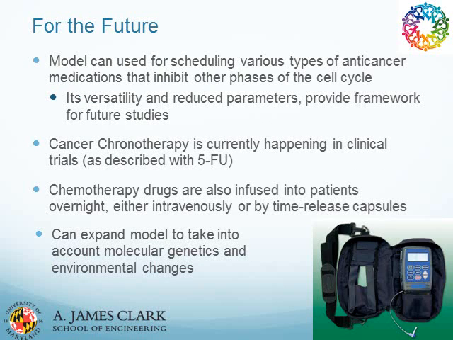So why is this all so cool? This model can be used for scheduling various types of anti-cancer medications that inhibit other phases of the cell cycle. Its versatility and reduced parameters will provide a framework for future studies. This is so important to us as a populace because cancer chronotherapy is currently happening in a lot of clinical trials like 5FU, but is also currently happening in general in cancer patients.